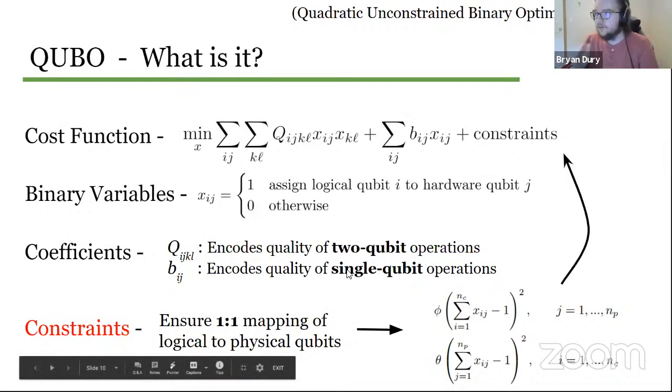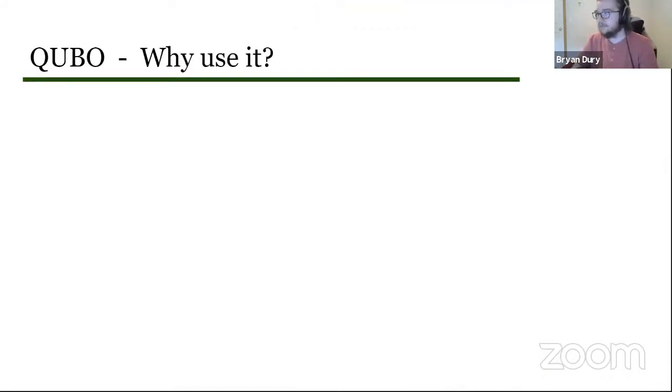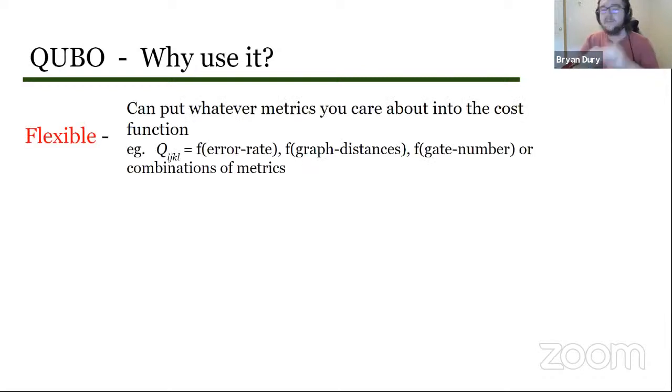So now that we know what QUBO is, we can ask, well, why should we use it? I can think of three main reasons why QUBO is appealing. The first of which is that QUBO is quite flexible. By flexible in this context, I mean that you can put whatever you care about for your qubit allocation problem in for the coefficients of the QUBO. And at the end of the day, you're going to get allocations back that do a better job at improving upon the metrics you put in for your coefficients.